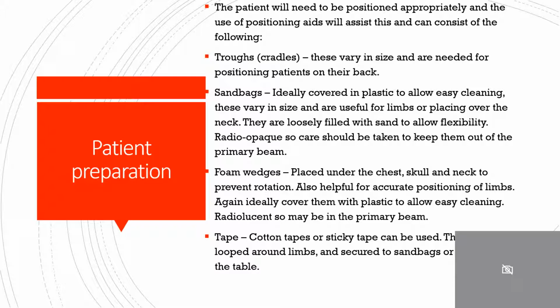Foam wedges can be placed under the chest, skull, abdomen and neck to prevent rotation. They are also helpful for accurate positioning of limbs. Again, ideally cover them with plastic to allow easy cleaning, and they are radiolucent and may actually be within the primary beam. Tape: cotton tapes or sticky tape can be used, and these can be looped around limbs and secured to sandbags or hooked to the table. Again, care with using tape and ties and securing to the table must only be done with patients that are anaesthetised.